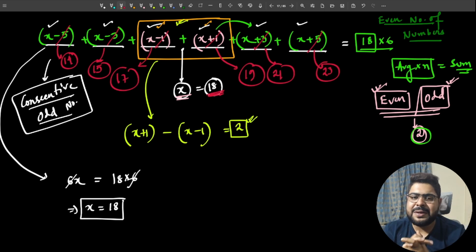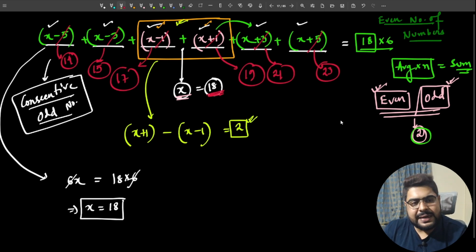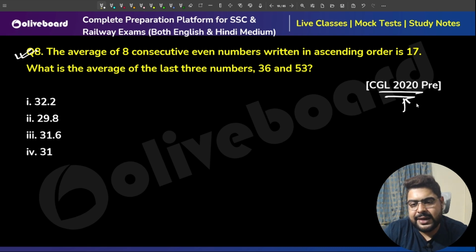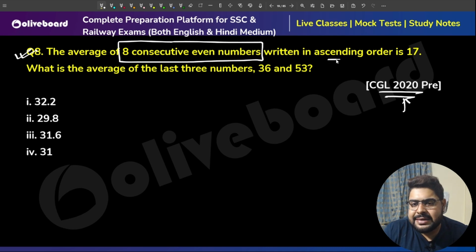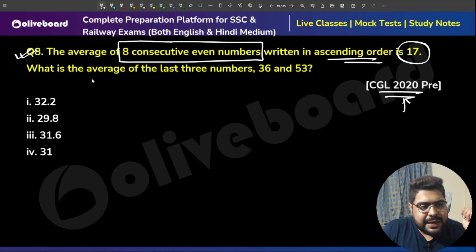Okay, perfect everyone. I hope this is 100% clear. So let's do a couple of questions. Let us do this question that was asked in CGL 2020. Average of 8 consecutive even numbers written in ascending order is 17. So what is the average of the last 3 numbers?